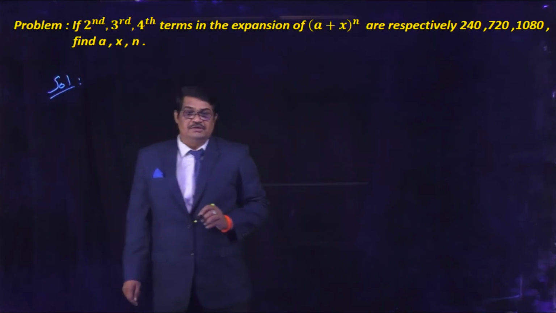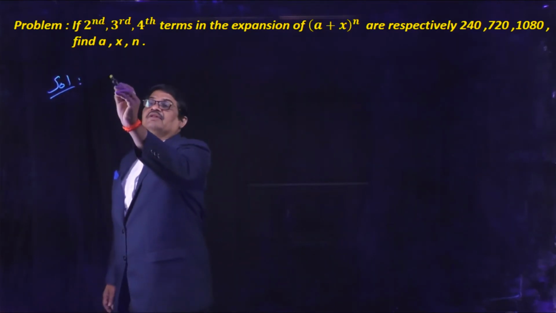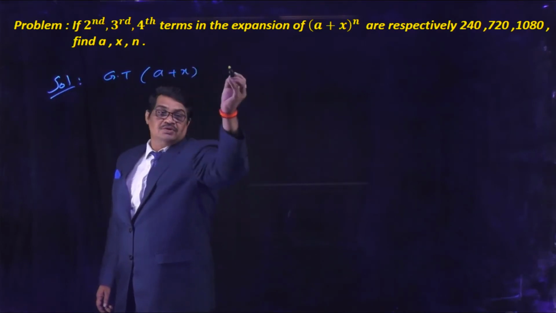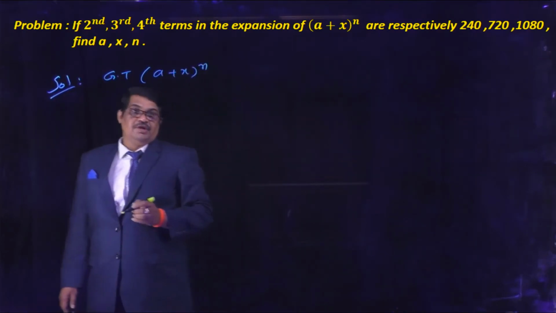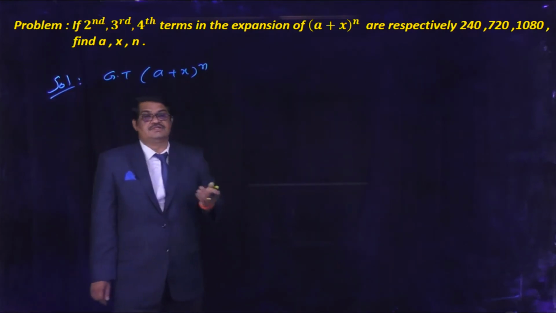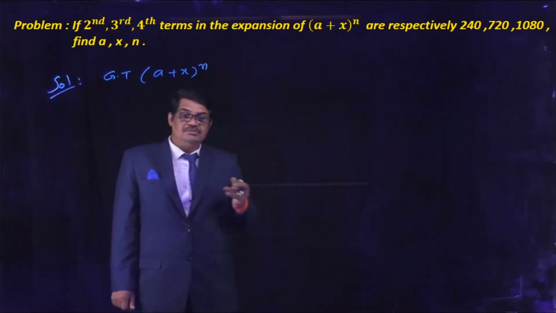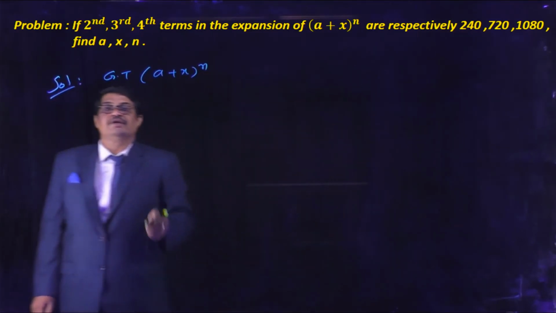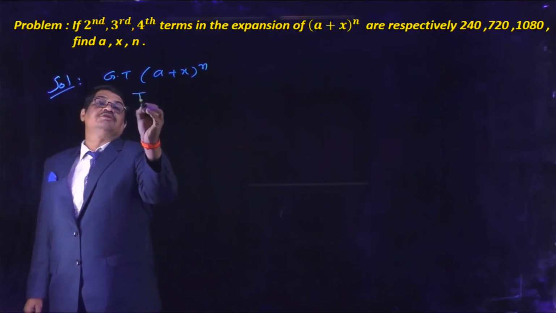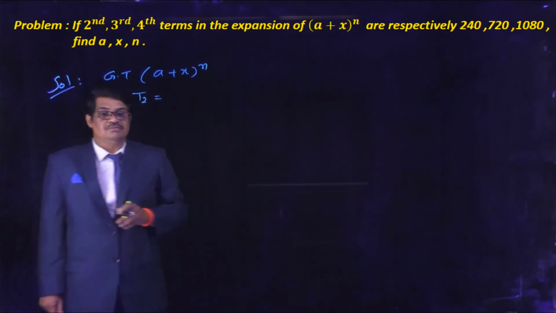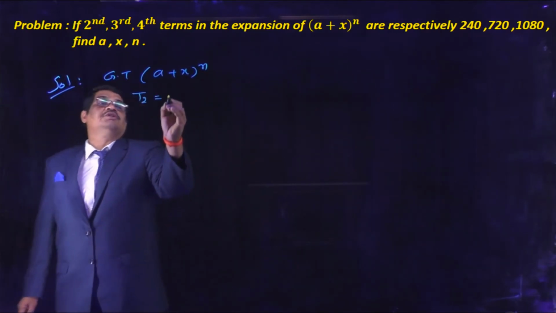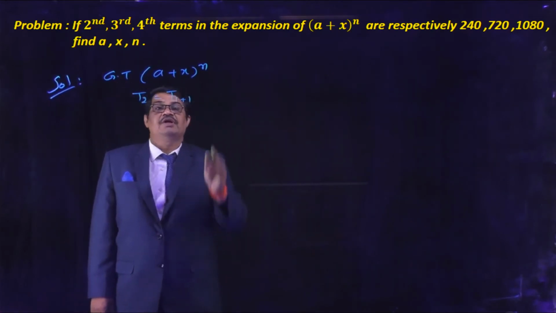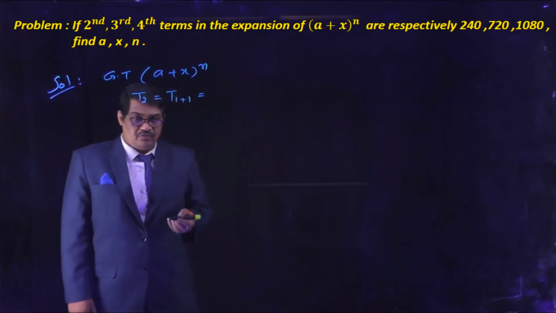What is the given expression here? Our given expression is (a + x)^n, and the second, third and fourth terms in this expansion are given. Now we write the second term, t2. t2 can be written as t(1+1), that is in the form t(r+1). Here r is 1.